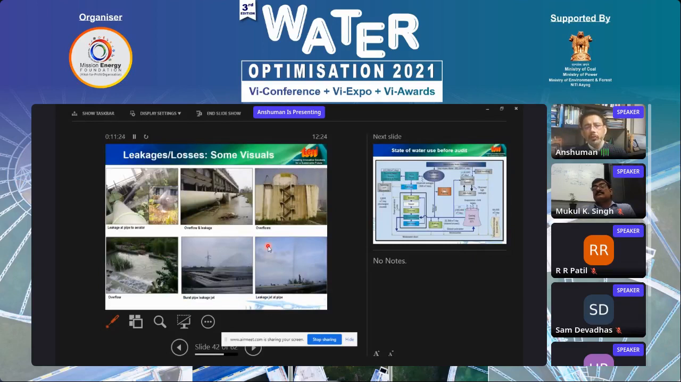Now, these are some of the visuals. I have to appreciate the power plant for allowing us to audit and basically taking an audit on themselves, because only if you take an audit will you realize what the opportunities for improvement are. And these are just the areas where you see the leakage losses and overflows in the water treatment system, in the cooling systems, cooling towers. This is ash handling system overflow.